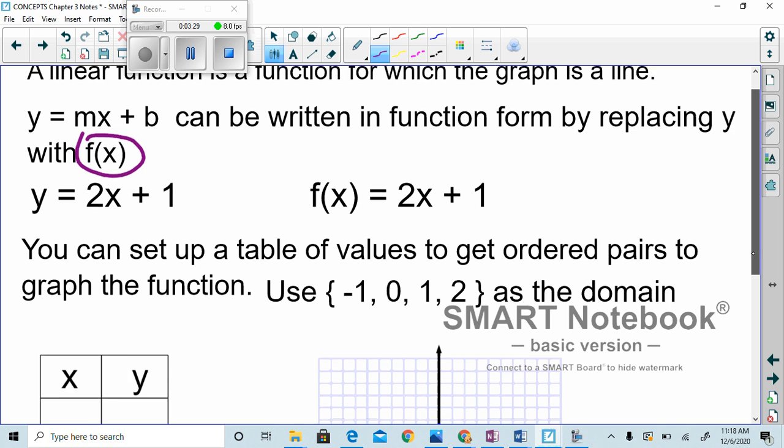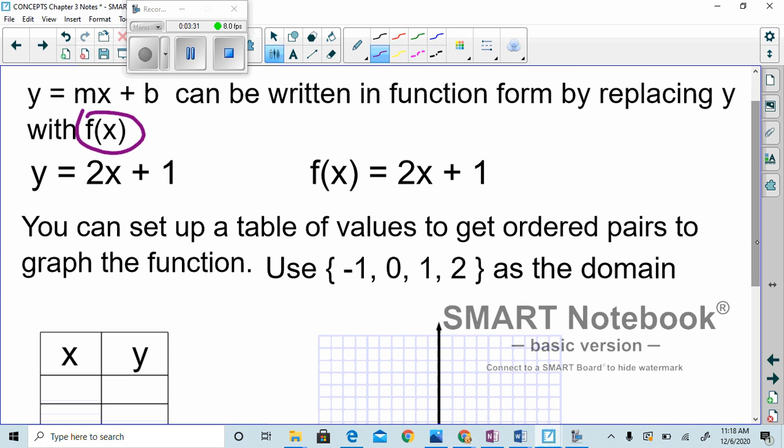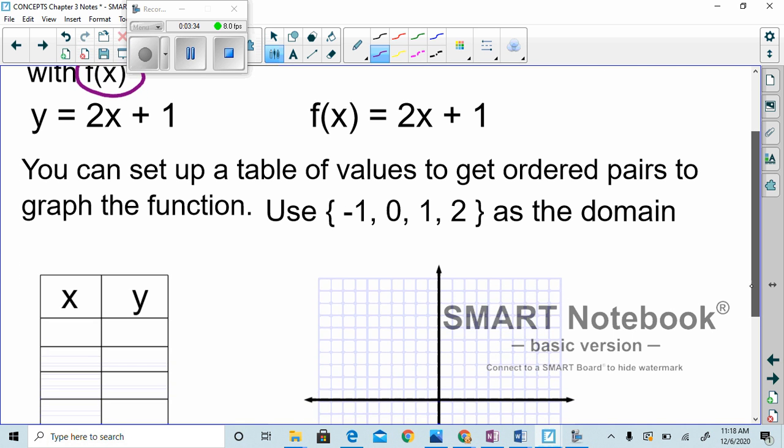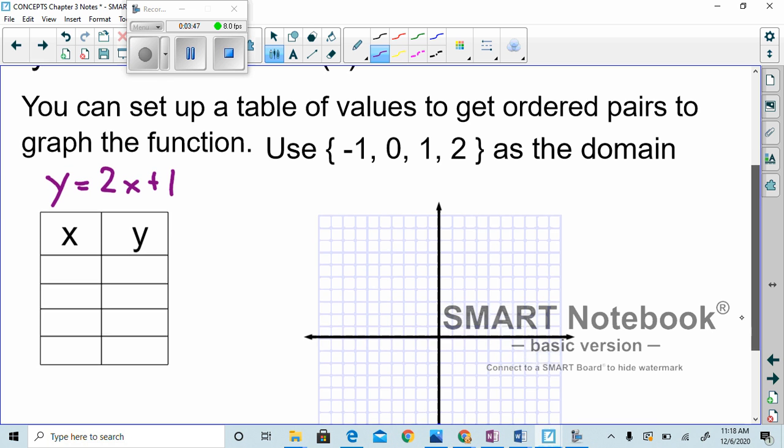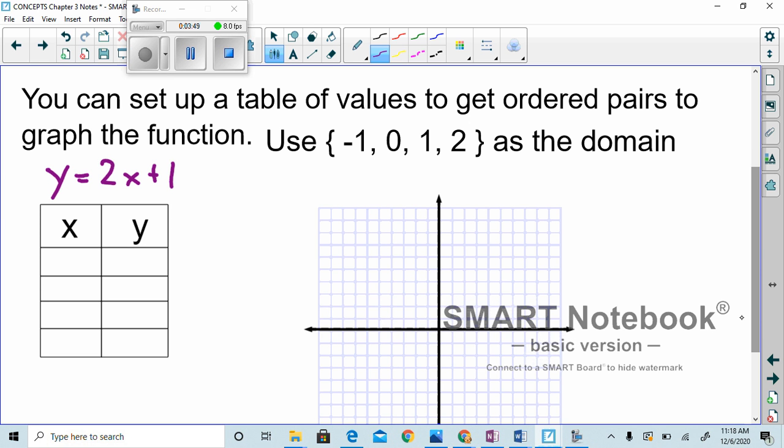Once we have it either in equation form or function notation form, we can set up a table of values. I'm going to take this equation, y equals 2x plus 1, and remember, when it's in function form, we can just evaluate one term at a time, but since we're going to be talking about it in the form of a table, we're going to set it up as the equation. I'm giving you the domain, which are your x values. You're going to replace one at a time, and you're going to get 2 times negative 1, which is negative 2, plus 1, yielding negative 1.